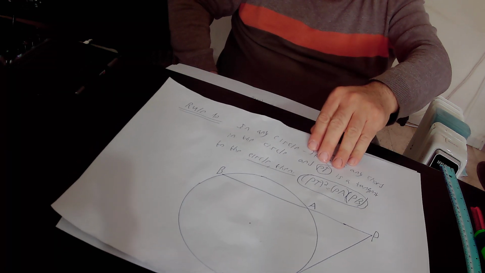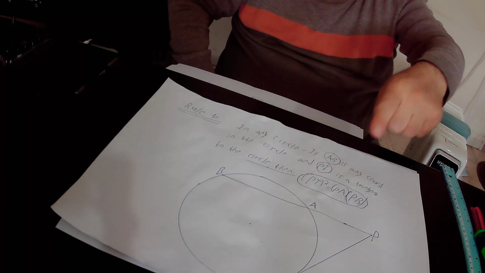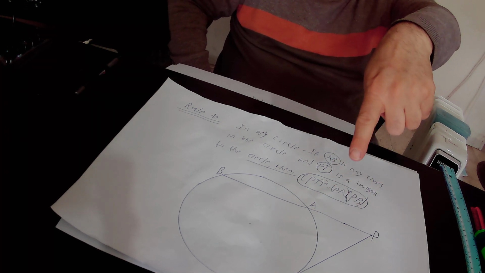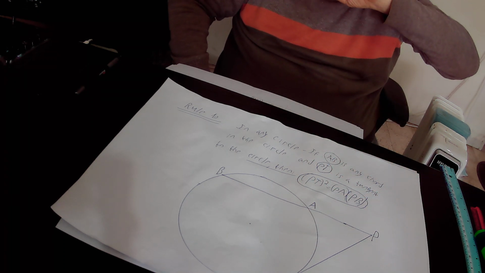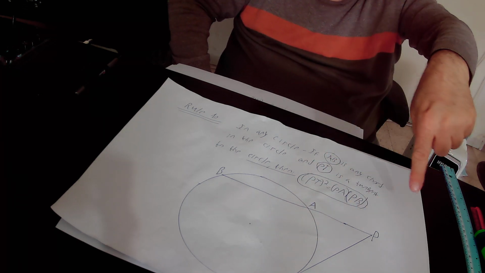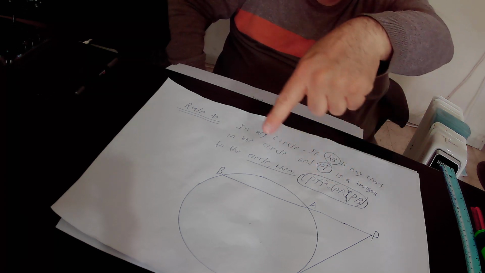Rule 10 is true in any circle. So in any circle, if we have chord AB, and we have also tangent PT that is tangent to this circle here at point T, then the following equation will be true, that PT square will be equal to PA times PB. Again, PT square will be equal to PA times PB.